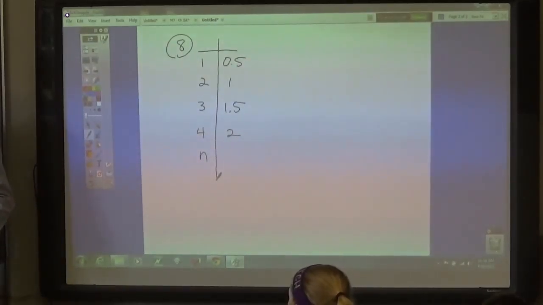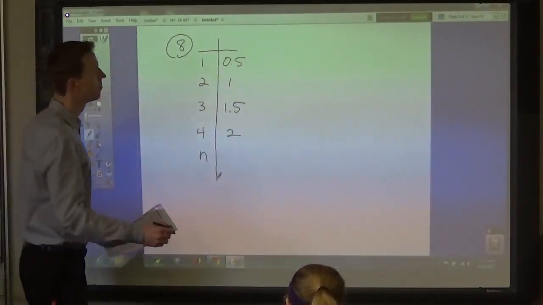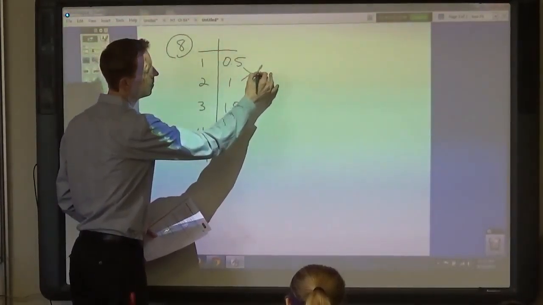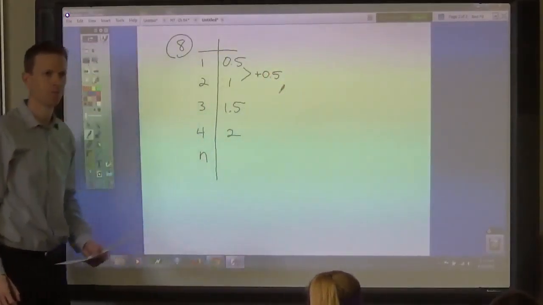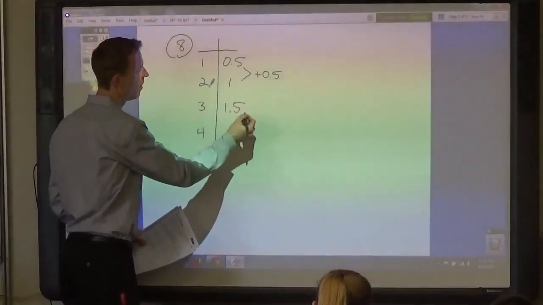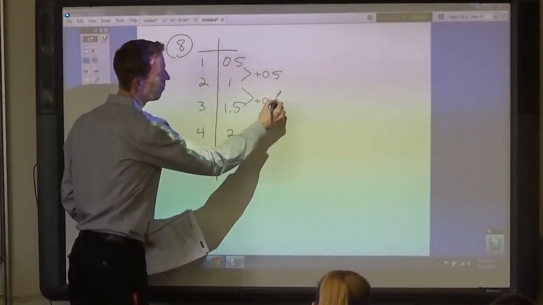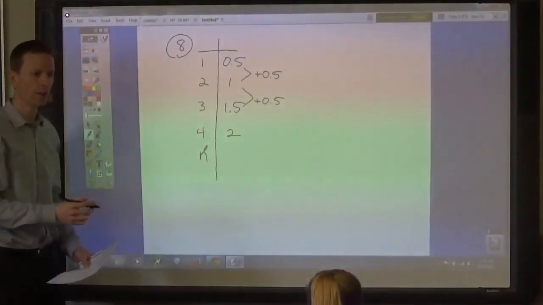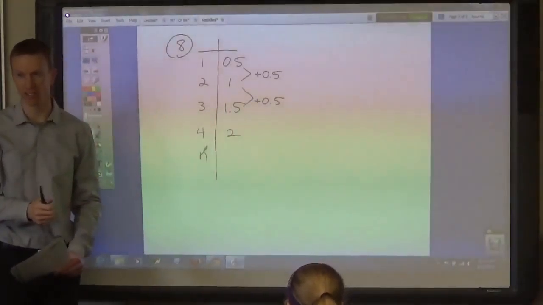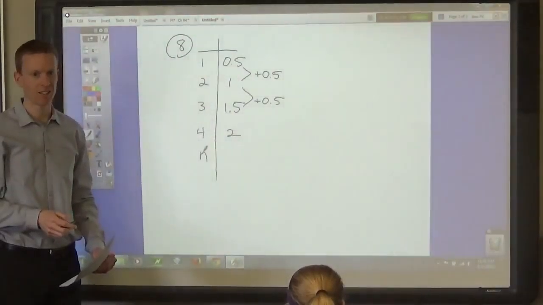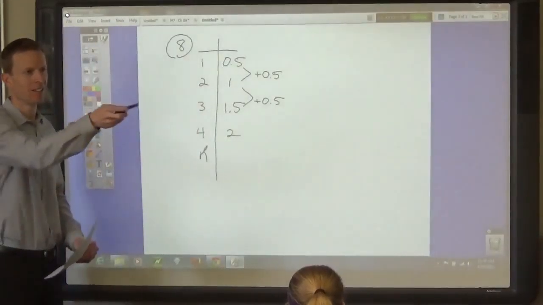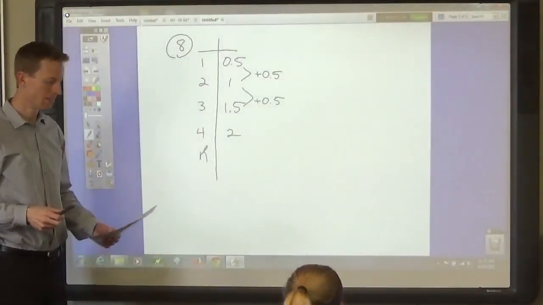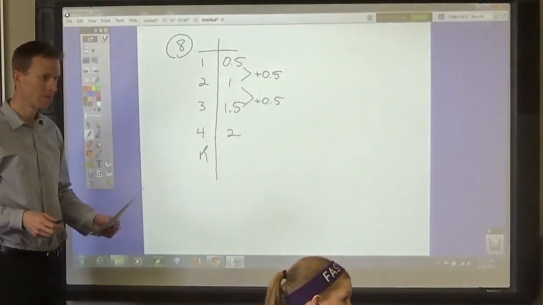What's the common difference? Plus 0.5. Yeah, plus 0.5. But when we're finding the nth term, we have to use multiplication or division. Right? How else could we get 1 from 0.5?